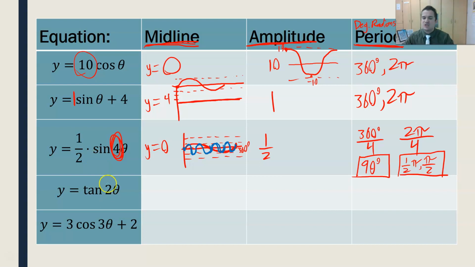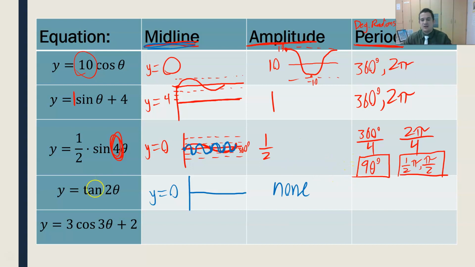y equals tangent of 2 theta. Is there a midline shift? No, there is not. So I'm just going to call it y equals 0. So the midline is still at 0. Is there an amplitude change? Well, even if there was a number in front of the tangent, the amplitude doesn't change because tangent doesn't have an amplitude. It goes up and down forever and ever without ending.